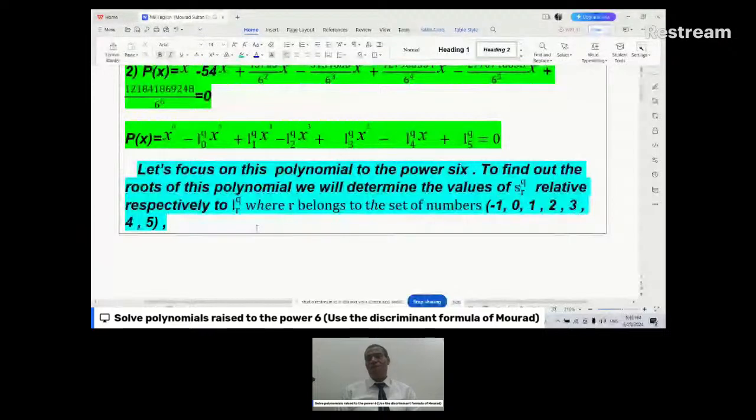Or between parentheses, we can say that r belongs to the set of numbers from -1 to n-1, and here n denotes the highest power. So 6 minus 1 is 5. Now we are going to go step by step so that you can understand the method, the discriminant formula that we generalized, and that we applied here in this kind of example.